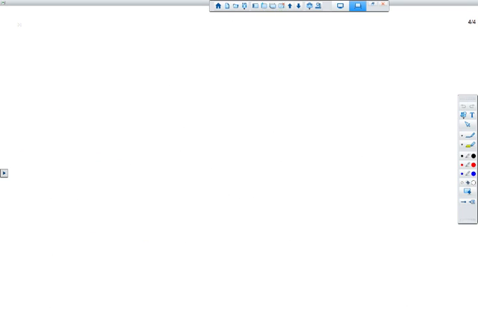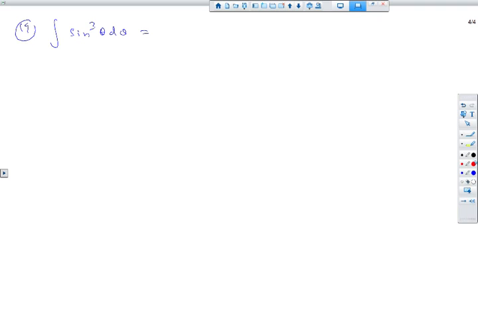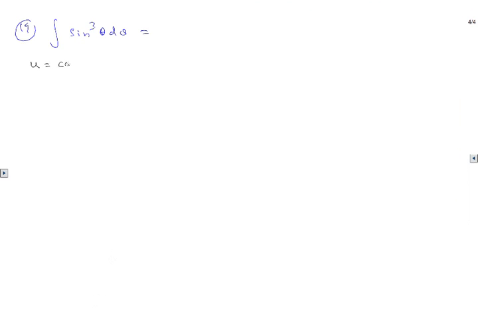So let's do number 19. This problem is the integral of sine cubed theta d theta. From the trig integrals, we know that when you have an odd sine power or odd cosine power, you use the other function. What's the other function? It means u equals cosine theta. That's from the theory. The derivative is negative sine theta d theta.